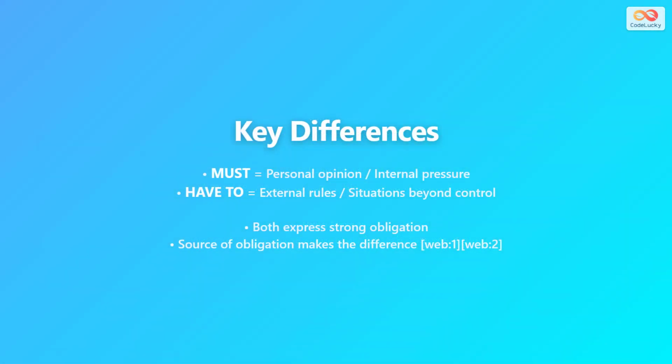Must means personal obligation or internal pressure. Have to means external rules or situations beyond your control. Both words express strong obligation. What makes them different is where the obligation comes from.